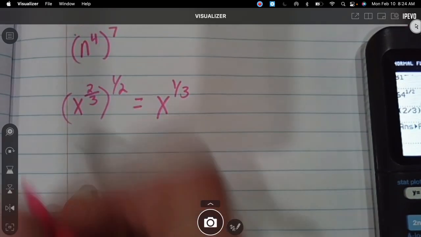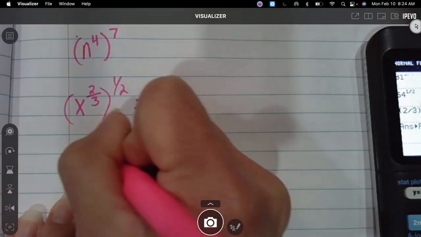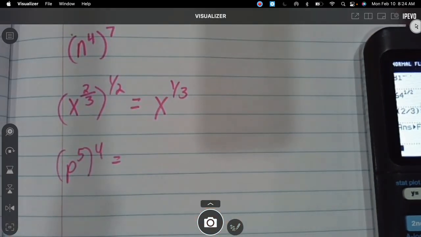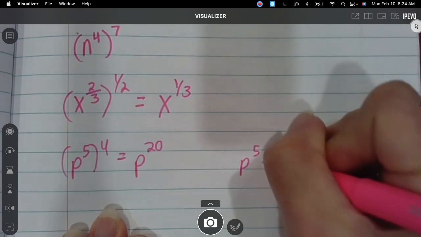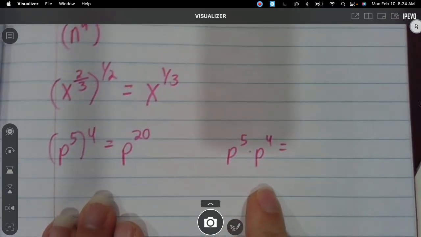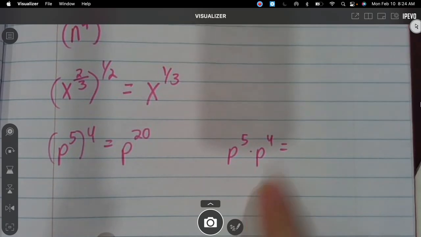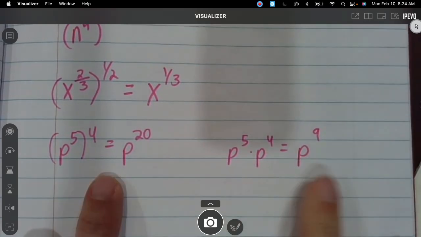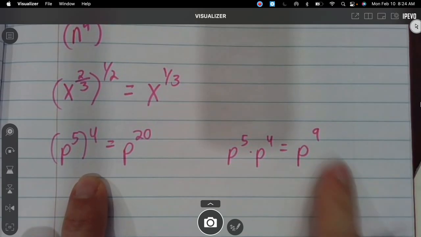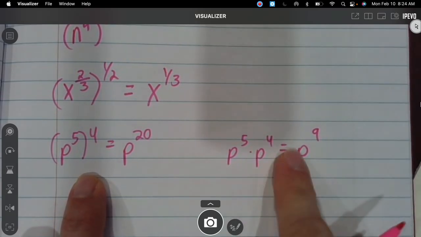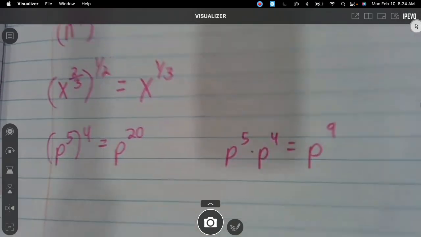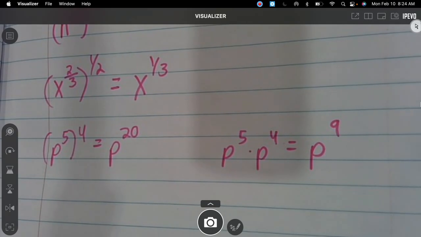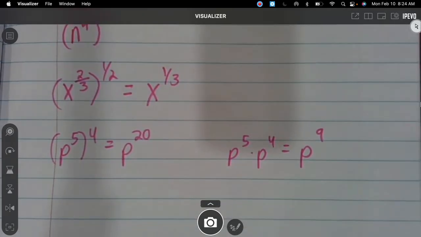What if I have p to the 5 to the 4th? What's that one going to be? What is that? P to the 20th. Can y'all tell the difference between these two problems? What's this answer? P to the 9th. Can everybody see the difference between these two things? Two different rules. When you're multiplying, you add exponents. When it's a power to a power, you multiply the exponents, okay? You just kind of have to be able to see it and remember those rules.